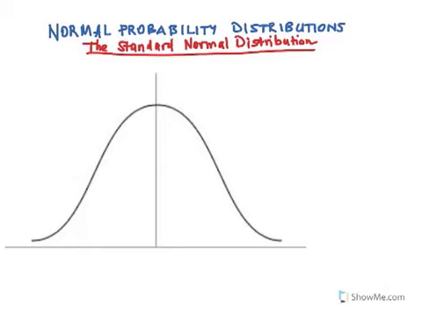Hello all. Let's talk about the normal probability distributions and especially the standard normal distribution. The standard normal distribution, as we've covered before, is the normal distribution of the standard variable z, otherwise called the standard score or z-score. Standard score or the z-score.